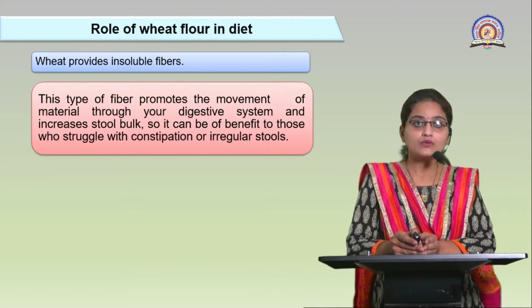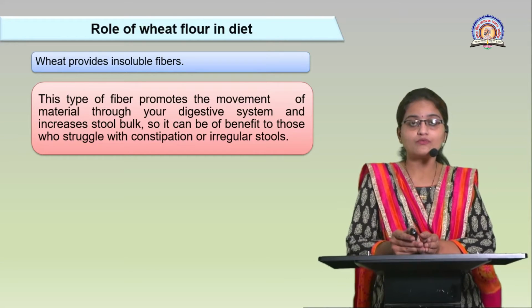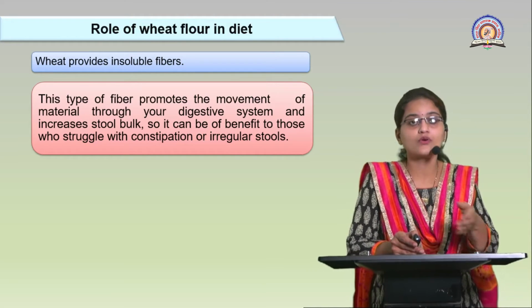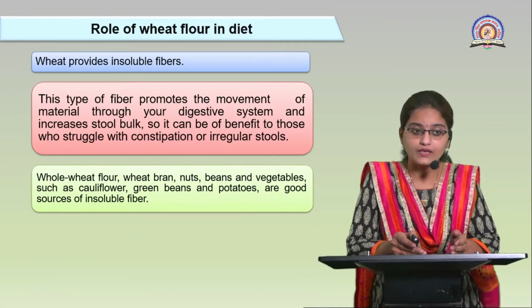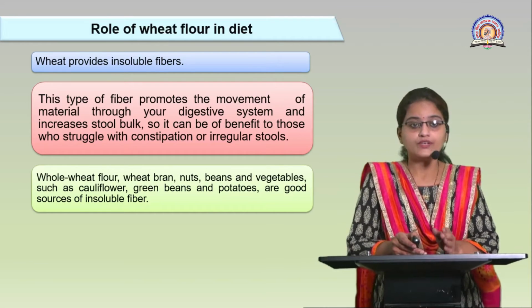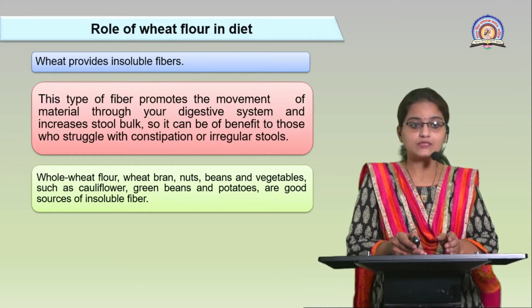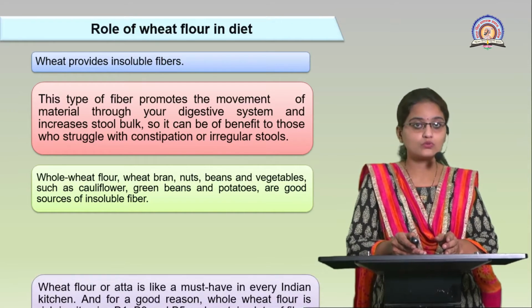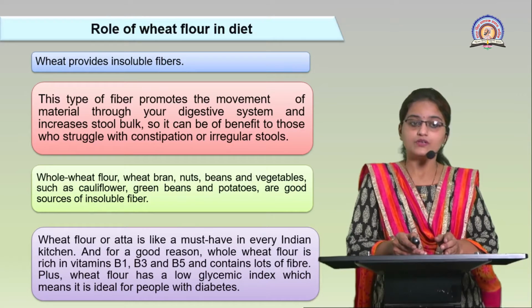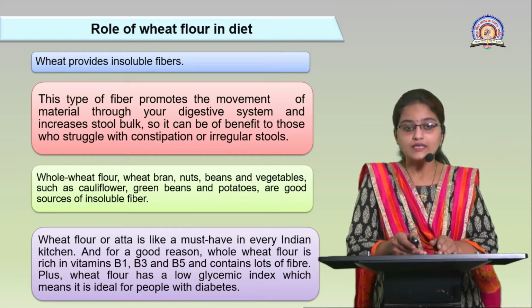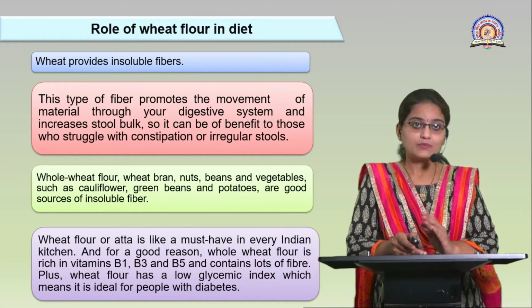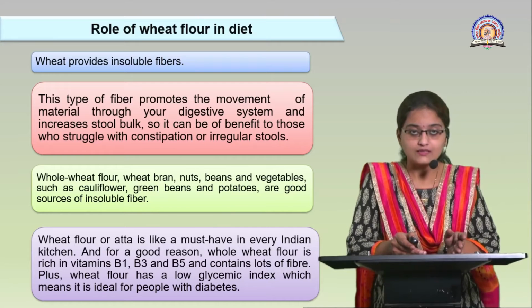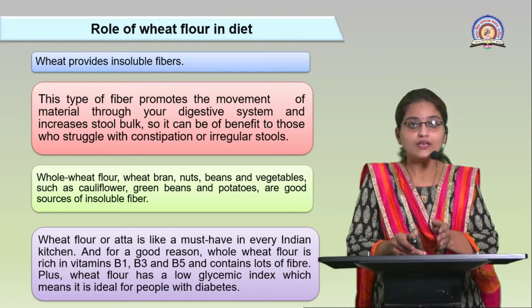Whenever we consume wheat, it means that we are consuming fibers which help us avoid complaints like constipation. Whole wheat flour or wheat bran, nuts, beans, and vegetables such as cauliflower, green beans, as well as potatoes are very good sources of insoluble fiber. Wheat flour also contains various vitamins and minerals, which we have already seen.